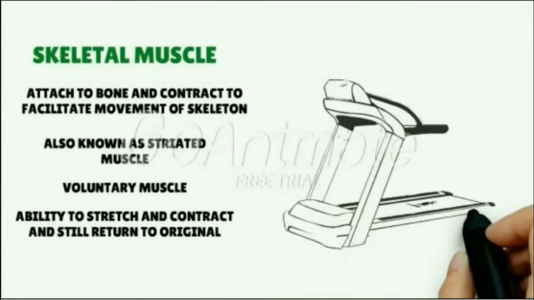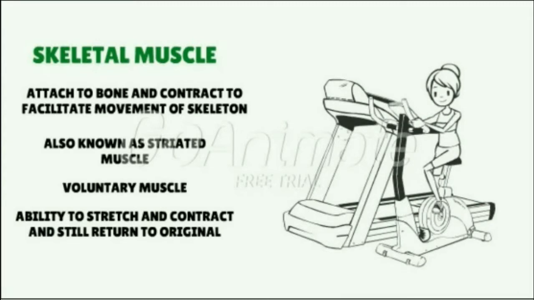While skeletal muscle is attached to bone and contracts to facilitate movement of the skeleton, it is also known as striated muscle and is voluntary, and it has the ability to stretch and contract and still return to its original shape.